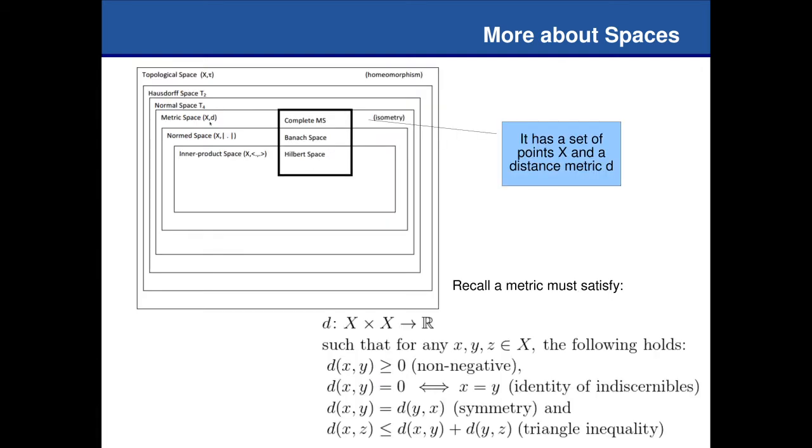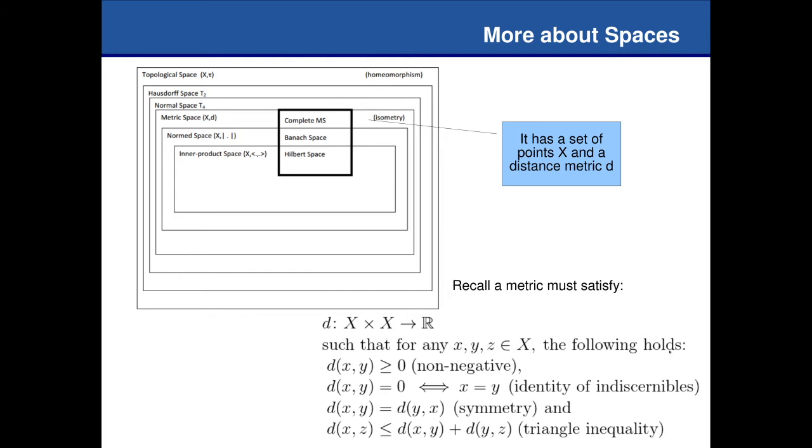Afterwards, we've got the metric space. Every time we talk about a metric space, we've got a set of points X and a distance metric D, as you can see here, which is a function. That function must satisfy some conditions. First of all, it is defined on the Cartesian product of X by X, giving the distance between every pair of elements in X, mapped into the real line.